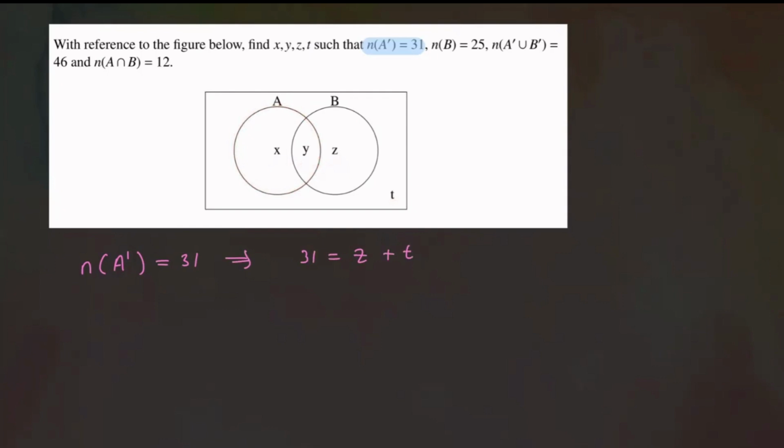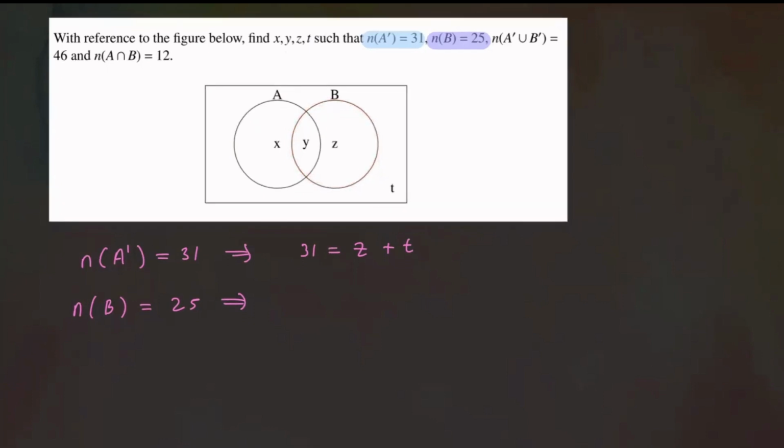Okay. All right, the next thing we have is the number of elements in B is 25. So let's write that down. So the number of elements in the set B has to be 25, which means the regions that are represented by the B circle, so this is the B circle, they should add up to 25. So we know 25 has to be the sum of Y and Z. All right, here again, we're not successful at solving these equations yet because we have too many unknowns.